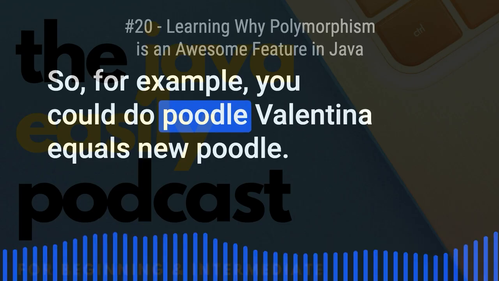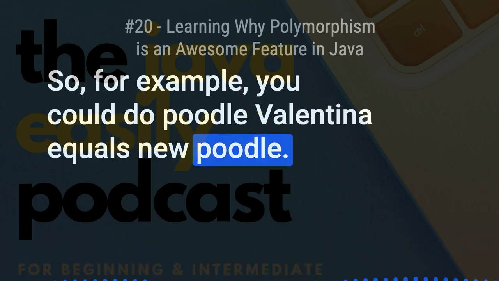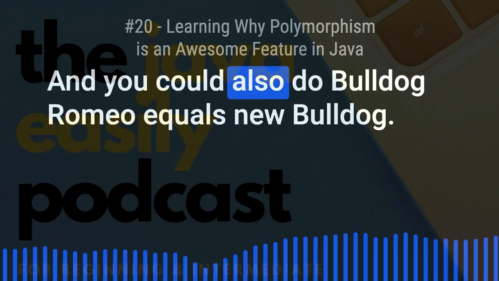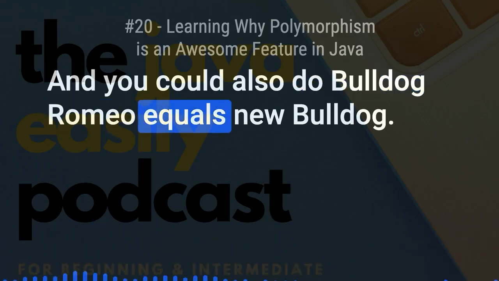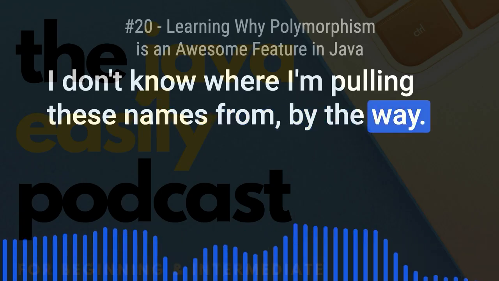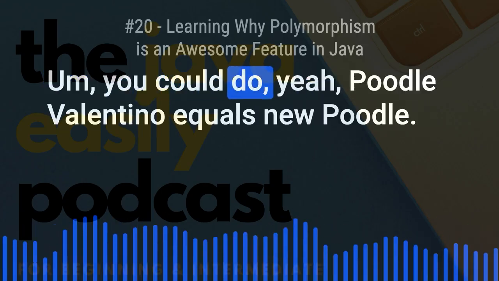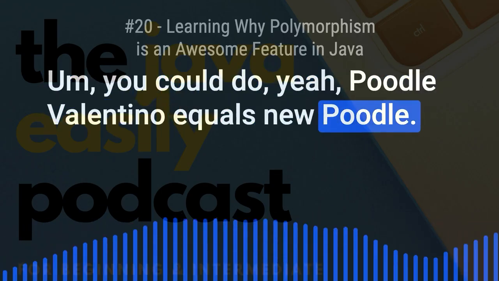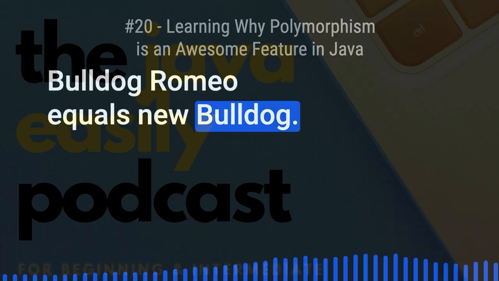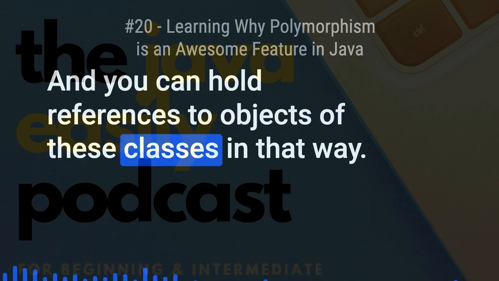So for example, you could do Poodle valentina = new Poodle() to create a poodle named Valentina. And you could also do Bulldog romeo = new Bulldog(). I don't know where I'm pulling these names from, by the way, but anyway, just stay with me. You could hold references to objects of these classes in that way.